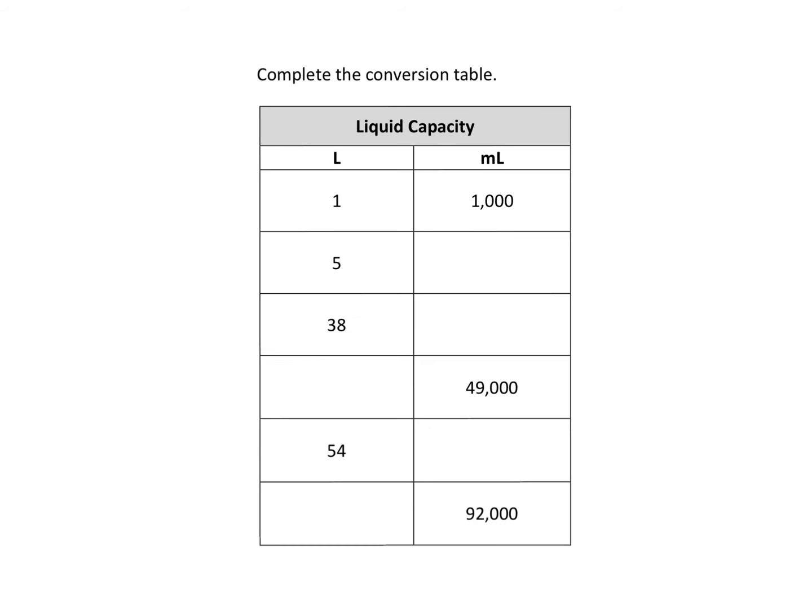Let's start off by completing this conversion table. First, let's write out our saying to help us. King Henry died by drinking chocolate milk. In this chart, we're going to compare liquid capacities, which are measured in liters. That means that liters is going to be our base. In the chart, it gives us the amount of liters, and it wants us to find how many milliliters there are. Or it gives us the milliliters and wants us to find how many liters there are.